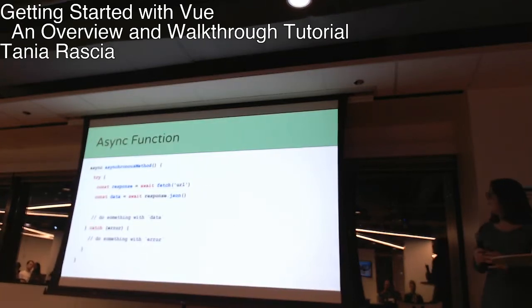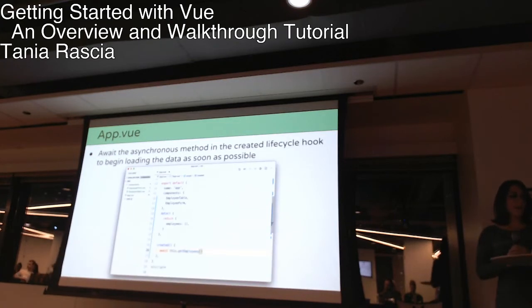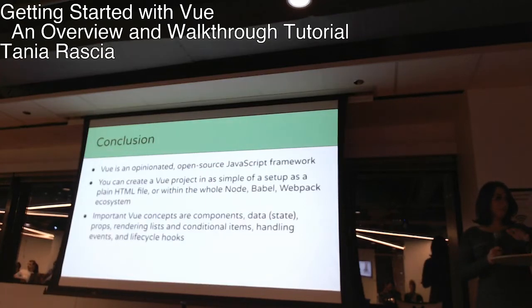So an example of just an async function: you're fetching something from a URL, you're doing something with it, or you're handling the error. In this example, I'm using JSON Placeholder, which is a cool website that mocks an API for you. Let's say I'm getting all my employee data from that URL, and I want that to run before I display anything on the Vue page. So I would do that by calling this created hook and awaiting getEmployees, which was that asynchronous function I made. And that's pretty much everything.